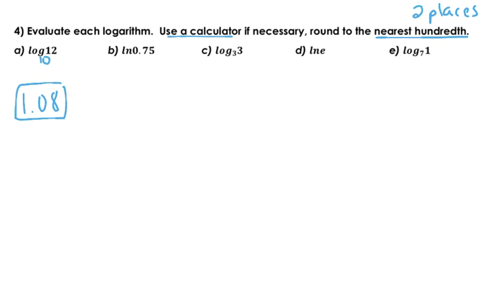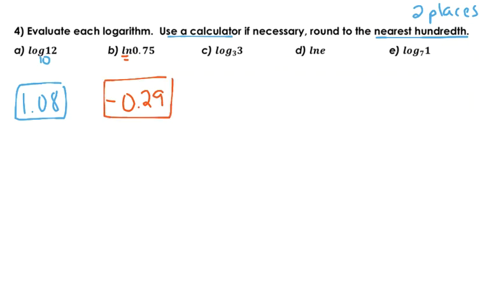For B, notice there's an ln. You should see an ln button. So type the ln button, hit 0.75, and you should get negative 0.29. Again, make sure you round correctly.